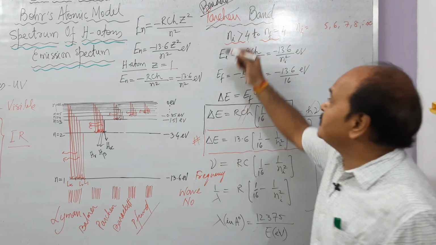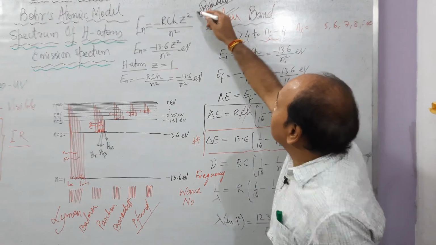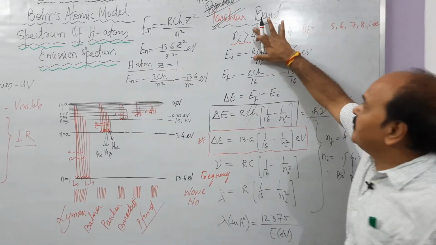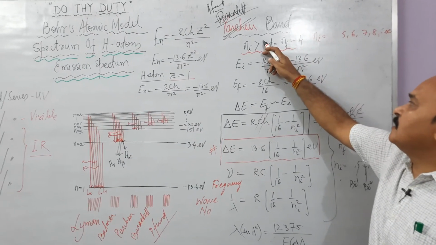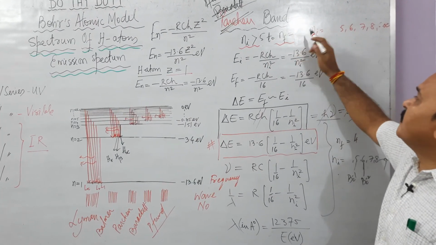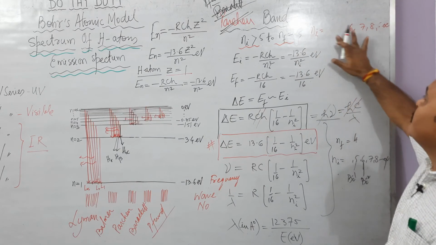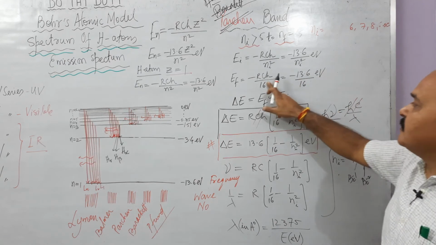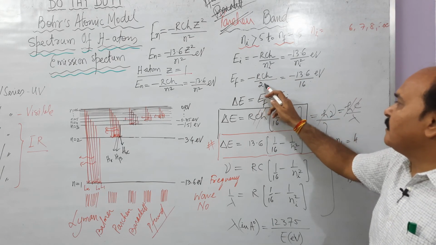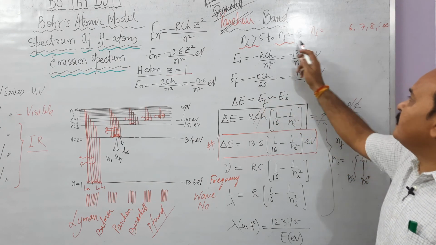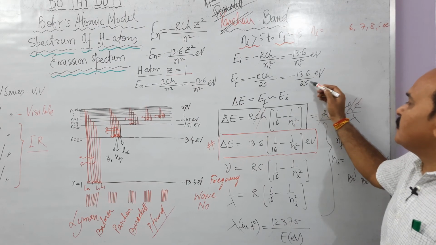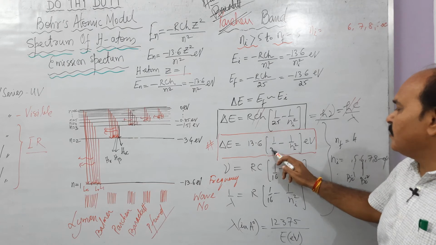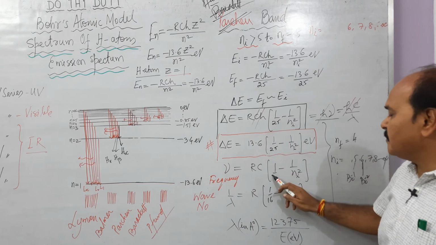Likewise, we have the Pfund series. In the Pfund series, the transition takes place from any excited state greater than 5 to state number 5. The minimum value of Ni is 6, and then 7, 8 up to infinity. The difference here is that Nf is 5, so we get 5 square, 25. In all the relations, we have 25 here. Rest all workout remains same.